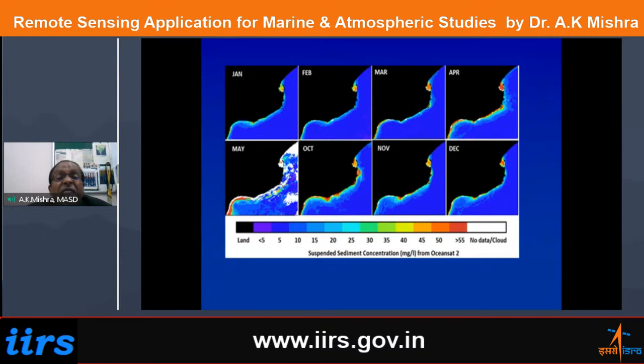And this is the suspended sediment climatology generated for the Kakinada coast, taking 5 years of data, and you are getting January, February, March, April, June, July, August. Data is missing here due to cloud cover. Normally, this is during the monsoon season.